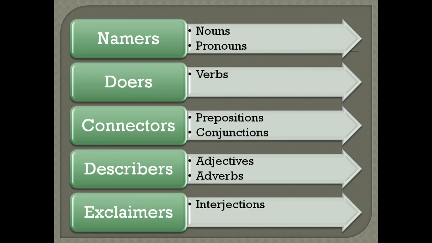To summarize, there are 8 parts of speech. These can be thought of in 5 categories. Nouns and pronouns are the parts of speech that name things. Verbs do things. Connectors, such as prepositions and conjunctions, allow you to connect additional words to your sentence for clarity. Adjectives and adverbs both describe different things. And finally, interjections are exclaimers of emotions. It is important to learn these parts of speech as the building blocks of understanding grammar as a whole.